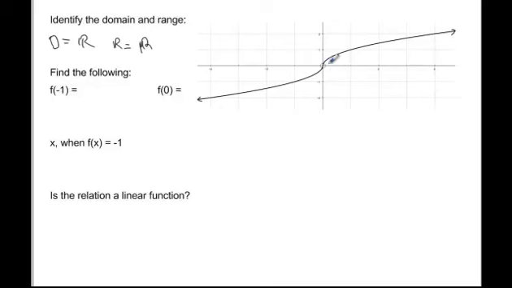F of -1, plot x equals -1. It looks like it hits right there. So that looks like it's the point -1, -1. F of 0, it's right here. It hits at the origin, and that's the point 0, 0. Find x when f of x equals -1. That's a horizontal line through -1, so it would be here. And look, we hit this point again, so that's just this point over. So f of -1 equals -1. So the answer is -1 for this one, just like it was for that one.